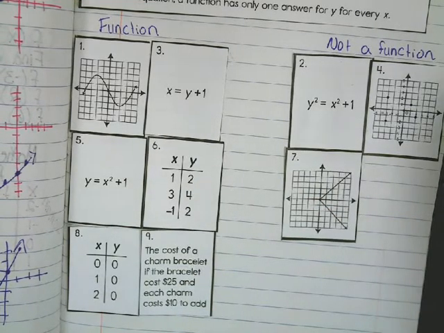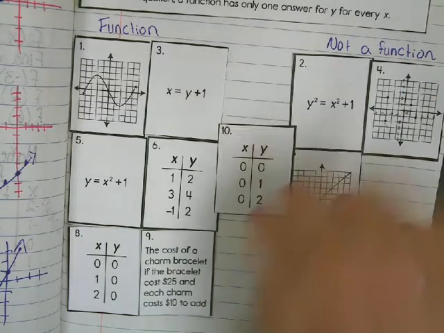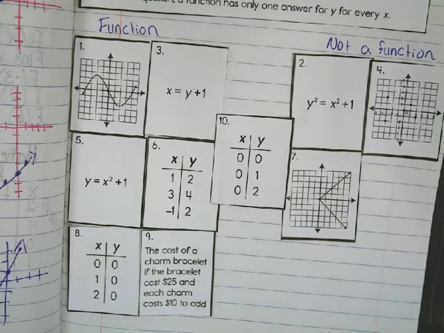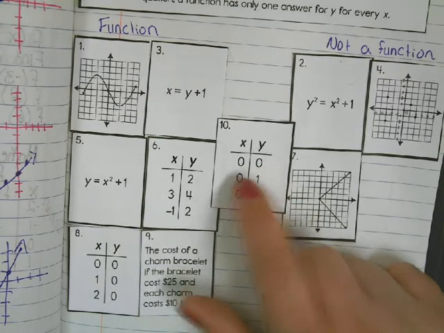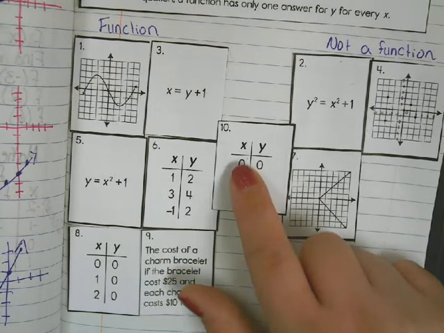Okay, number 10. Do my x's repeat? They all repeat. They're all 0. So I've got 0, 0, 0, 1, 0, 2. So my x is 0, but I've got 3 different y values, so it is not a function.